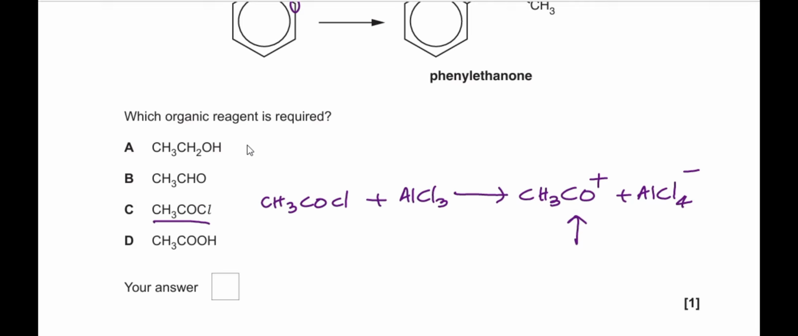Ethyl alcohol will not suit because it doesn't have the carbonyl group. Ethanaldehyde and ethanoic acid will not react with benzene under standard conditions, and therefore C is our correct answer.